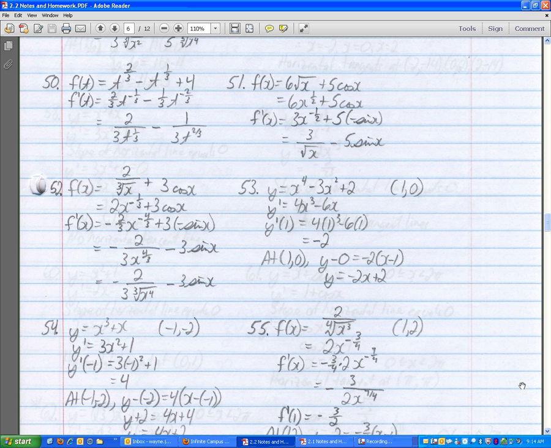Quick, off the top of your head, what's the derivative of the sine of x? Cosine of x. What's the derivative of cosine of x? Negative sine of x. Good. Pick one. They've all been so far.